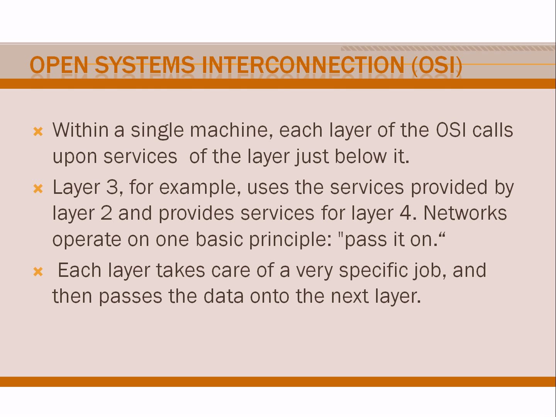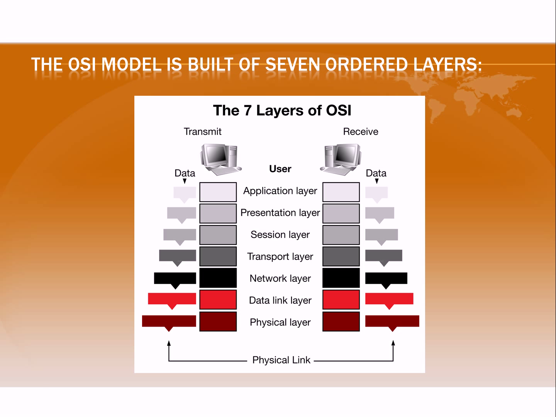Within a single machine, each layer of the OSI calls upon the services of the layer just below it. Layer 3, for example, uses the services provided by Layer 2 and provides services for Layer 4. Networks operate on one basic principle, and that's to pass it on. Each layer takes care of a very specific job and then passes the data on to the next layer.